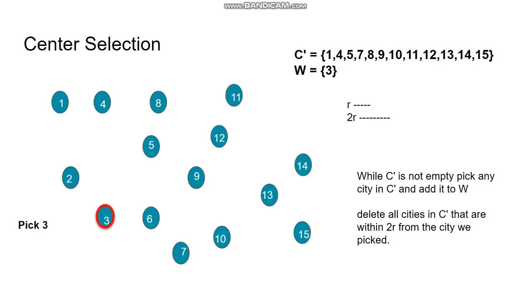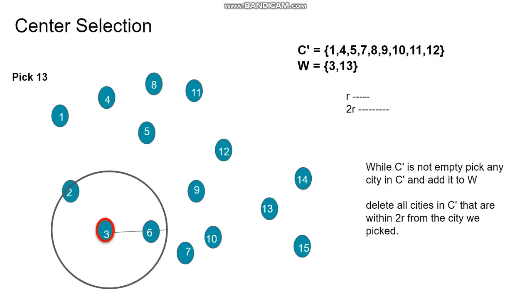So now 3 is picked. I want to draw a circle that is 2R radius around it, so the cities 2 and 6 fall within this radius circle. So we can now remove them from C prime, and now we can pick another city. So let's pick 13. So now I can remove 13 from C prime and add it to W. Now I want to draw a circle that is 2R around 13, and we can see that 15 and 14 fall within this circle, and we can delete those from C prime.